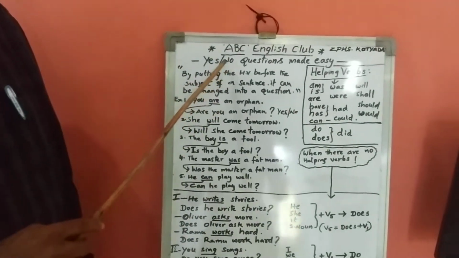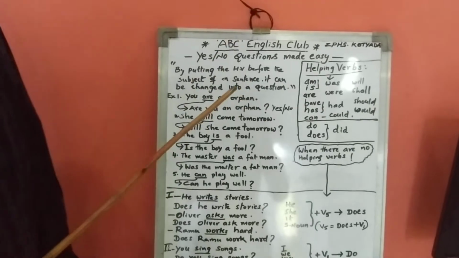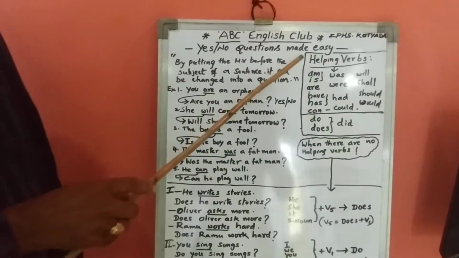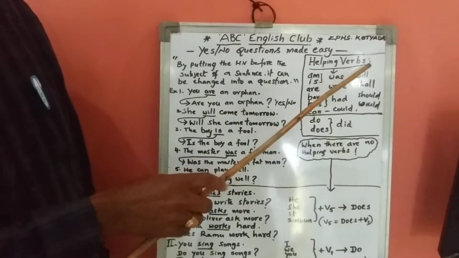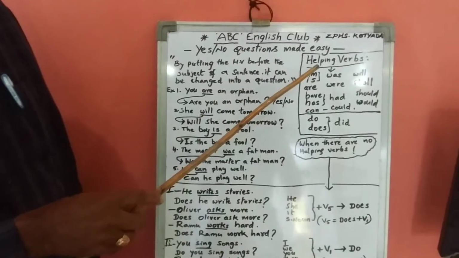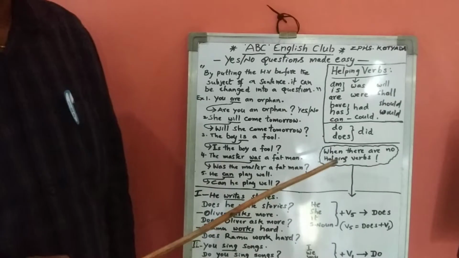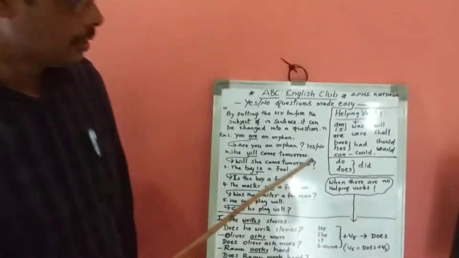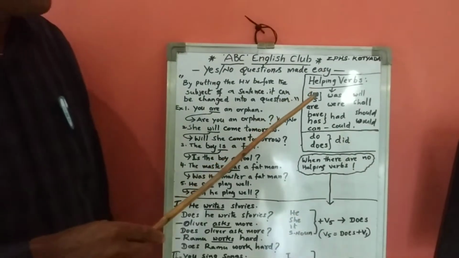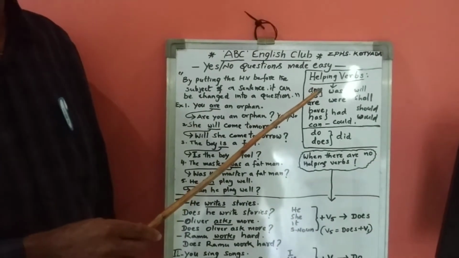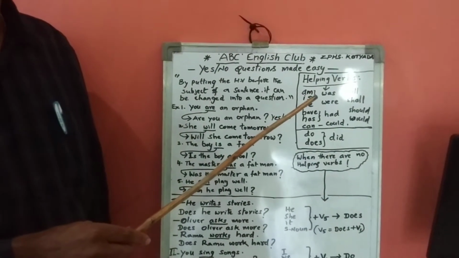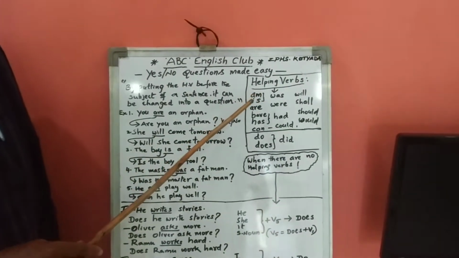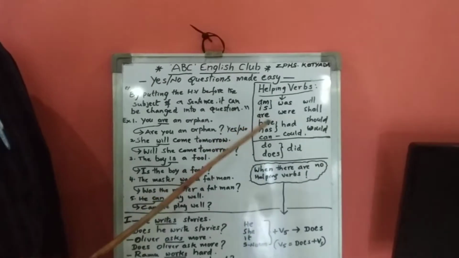First of all, if we want to change a statement to a question, you keep in mind, you remember helping verbs. Verbs are two types, helping verbs and main verbs. In this condition, helping verbs play a key role to change a statement into a yes or no question. What are the helping verbs you know? Am, is, are, have, has, can.